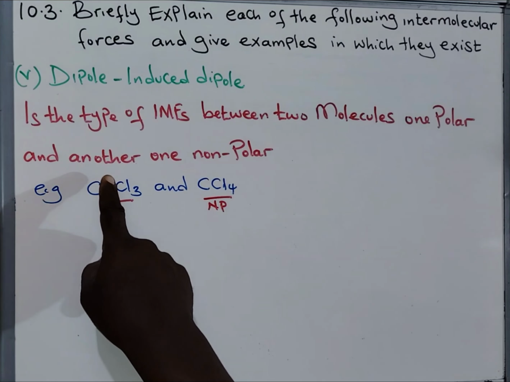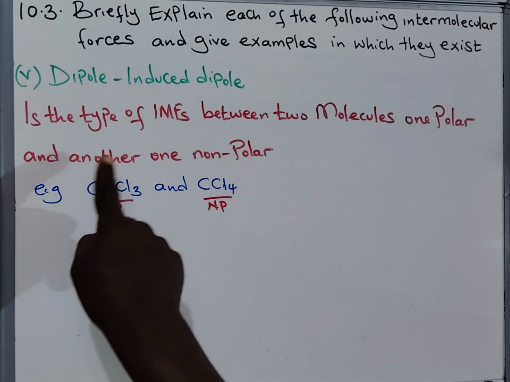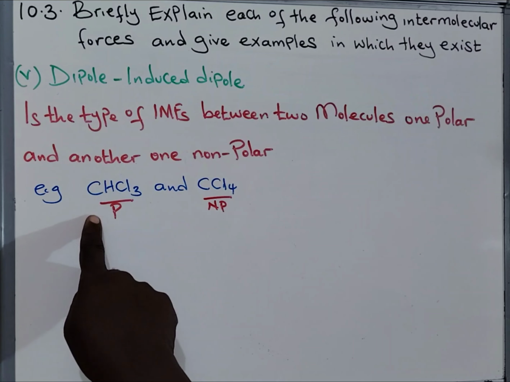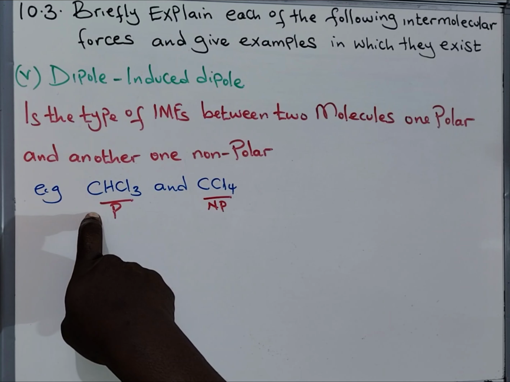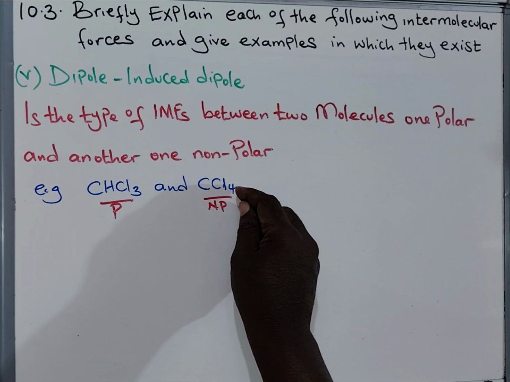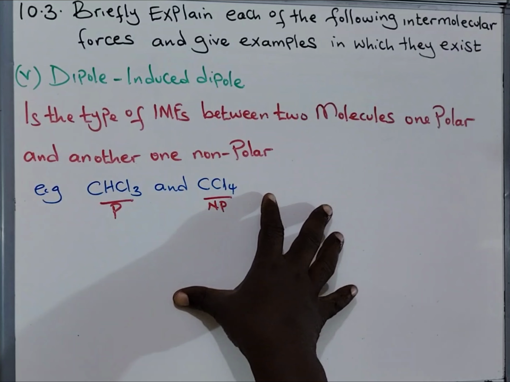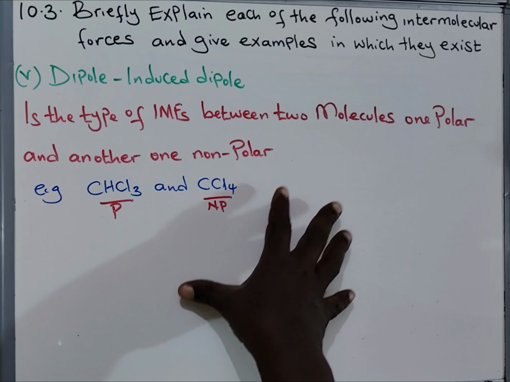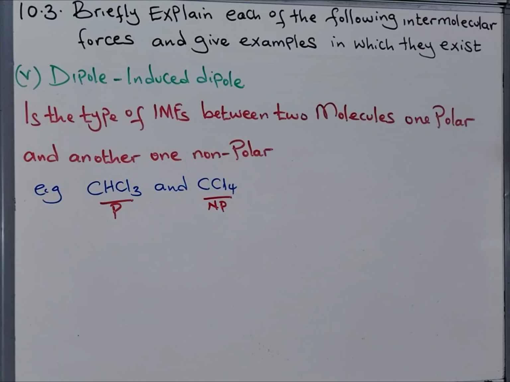The polarity of this one is caused by having a distribution of atoms around carbon which are not of the same kind. That makes the molecule non-symmetrical and so it becomes polar. These four chlorines are the same, so the molecule is symmetrical, so it is non-polar.